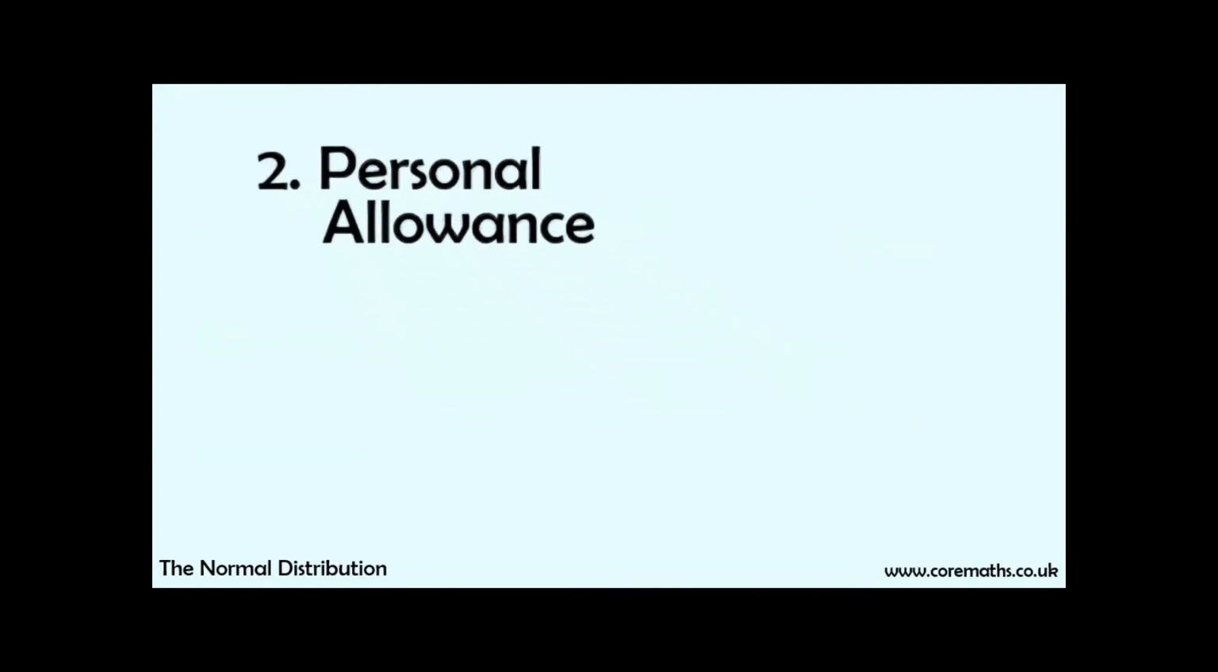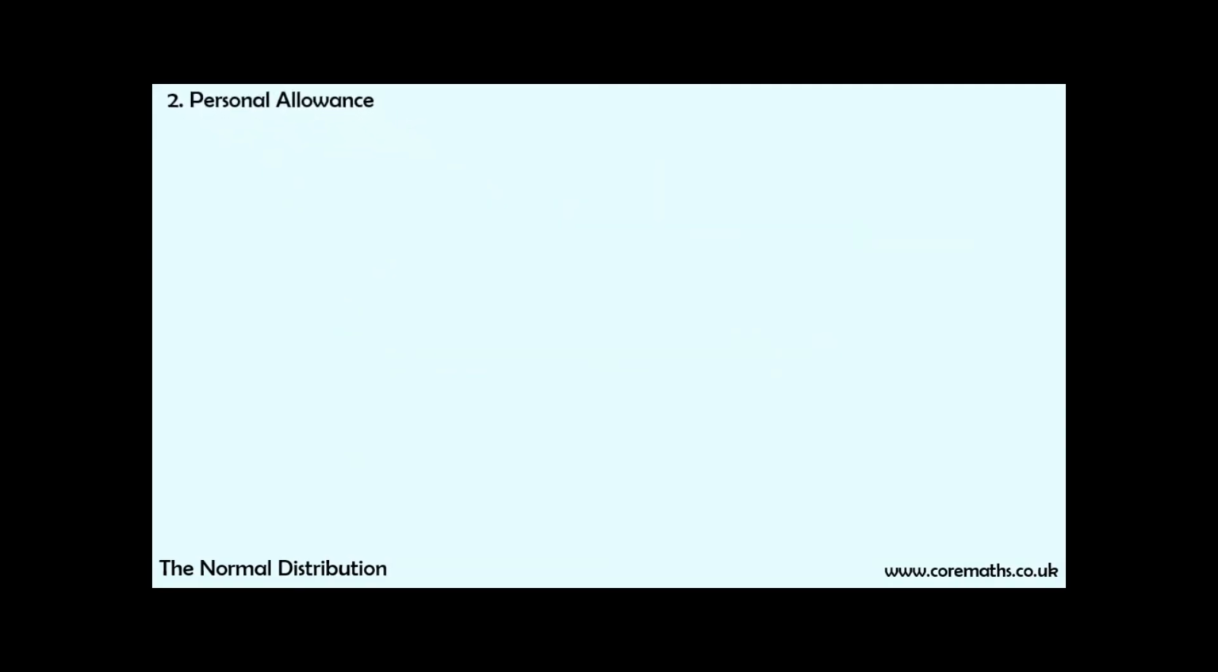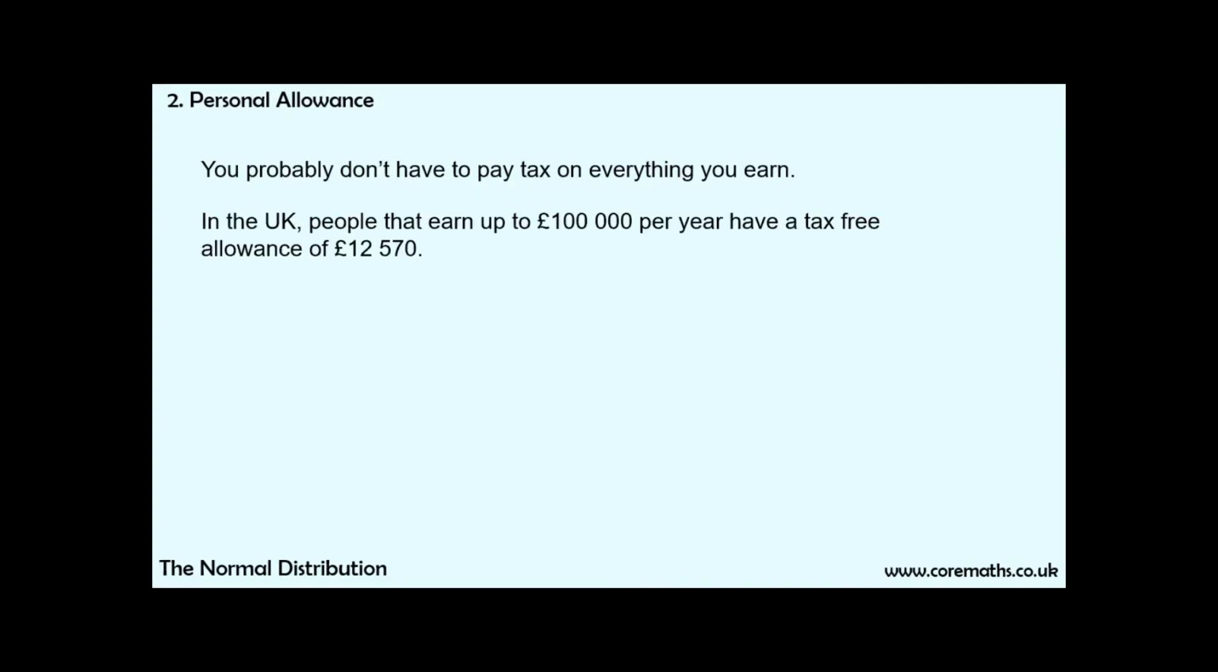personal allowance. Now, you probably won't have to pay income tax on everything that you earn. In the UK, people that earn up to £100,000 per year have a tax-free allowance of £12,570. So that's £12,570 that you don't have to pay any tax on at all for the majority of people. And this tax-free amount gets called the personal allowance.